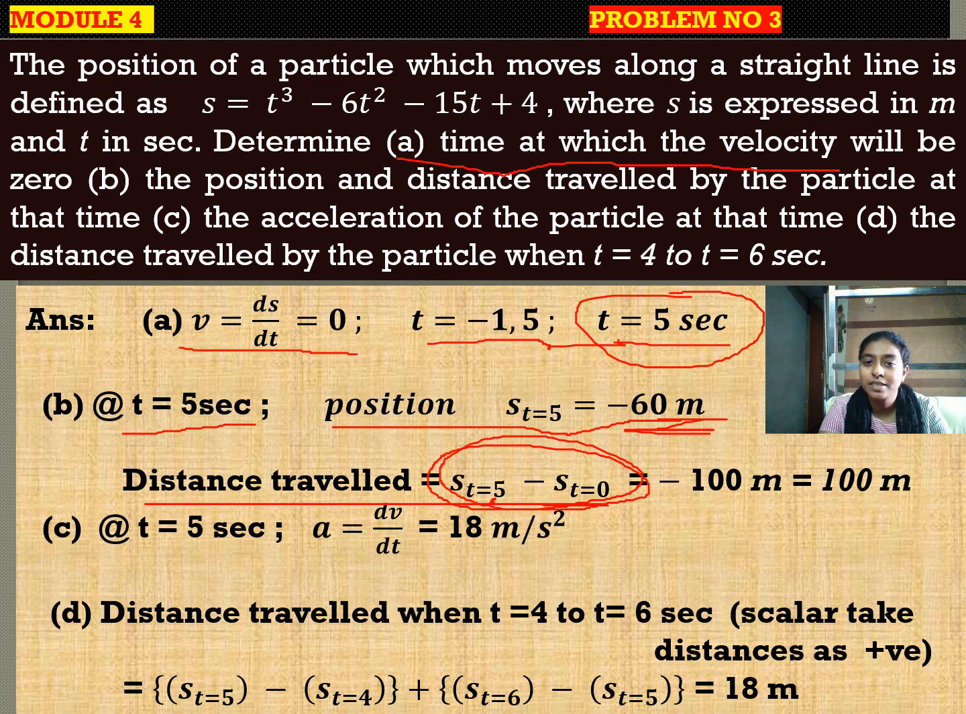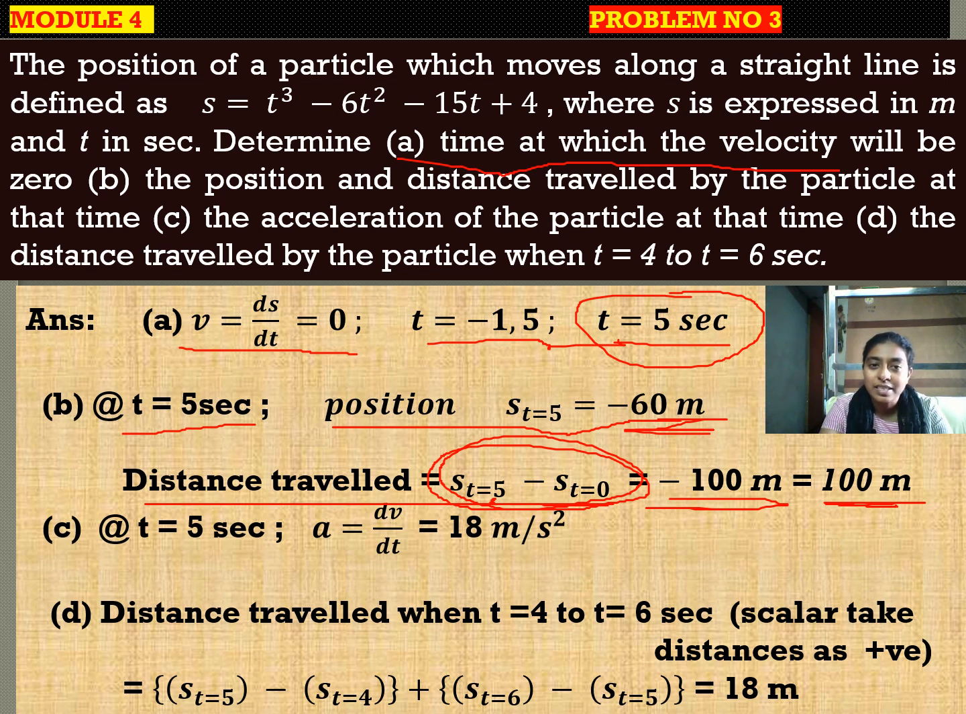That is why the distance travelled up to the 5th second minus distance travelled in the 0th second. That is, final displacement minus the starting displacement. So you will get minus 100 meter. Distance travelled cannot be negative, so it is equal to 100 meter.